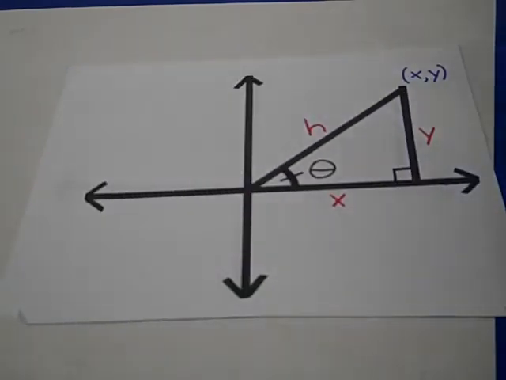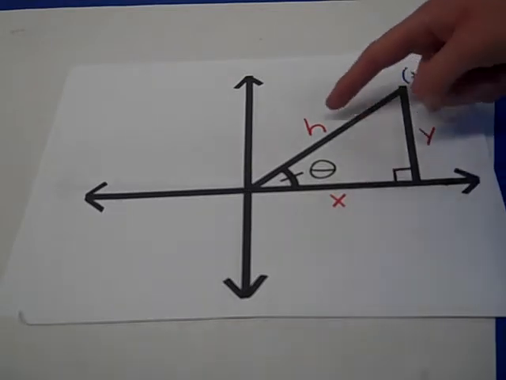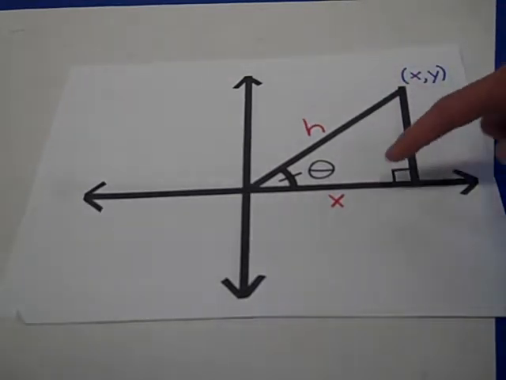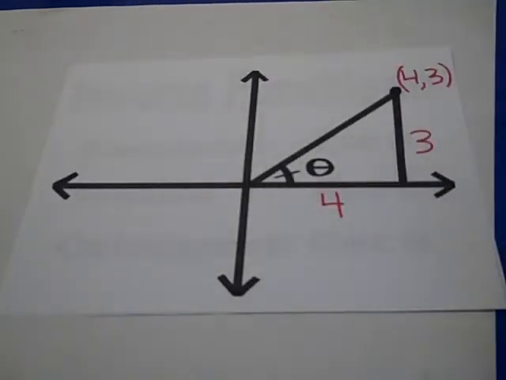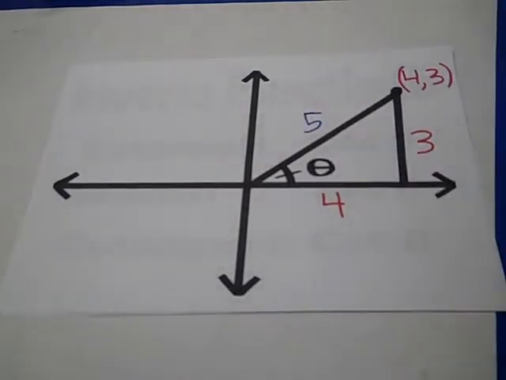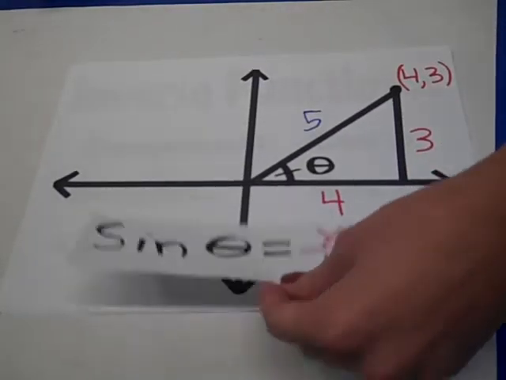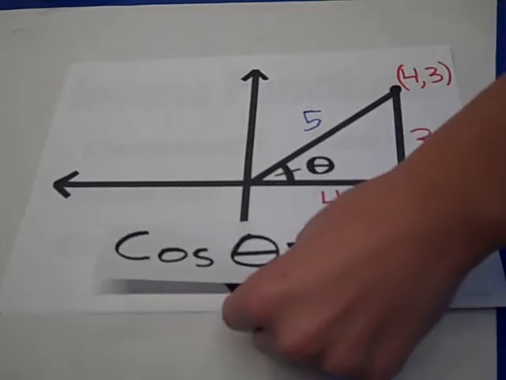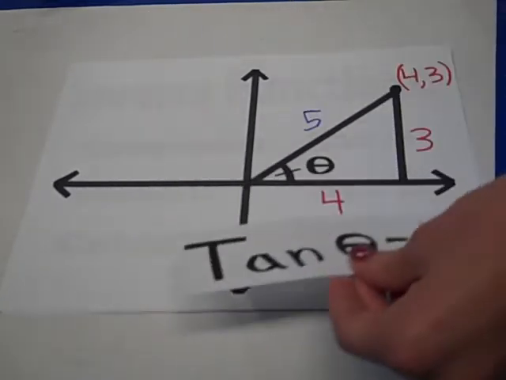In a coordinate plane, we can use the point (x, y) to form a triangle. In this case, the sine of theta is equal to y over h. The cosine of theta is equal to x over h, and the tangent of theta is equal to y over x. For example, let's look at a right triangle created by the point (4, 3). In this situation, the hypotenuse will be equal to 5, which can be found by using the Pythagorean theorem. As you can see, the sine of theta equals 3/5, the cosine of theta equals 4/5, and the tangent of theta is 3/4.